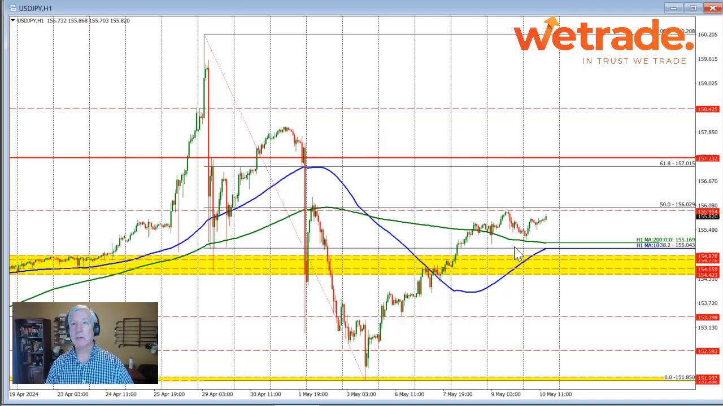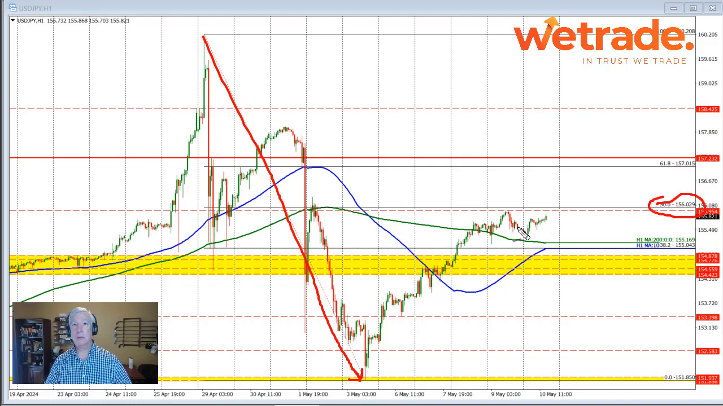That level comes in around the 155.95 level, and just above that is a 50% retracement of the move down from this high to this low right here. That 50% retracement comes in at 156.029. So 155.94 up to 156.029 is the next key target.